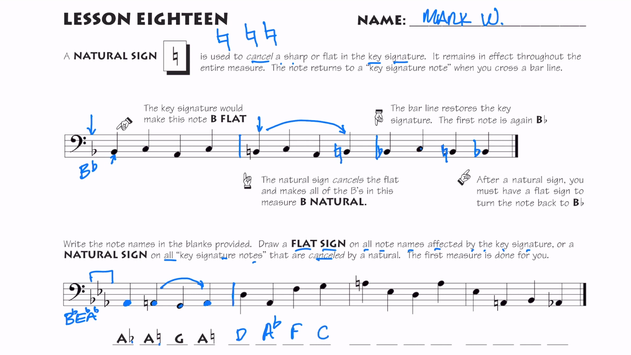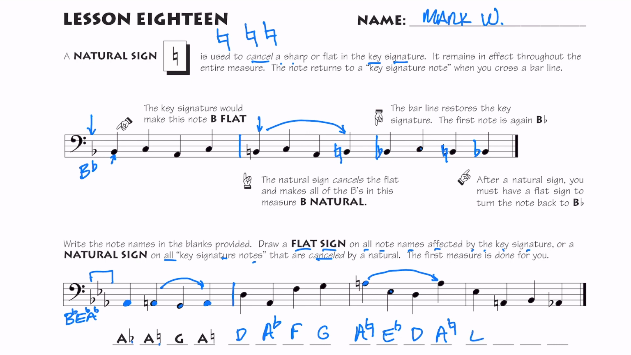F, G, not affected by the key signature. Here's a high A. Now the natural cancels that A flat in the key signature. E is flat, yeah. D, and here's another A. Is that A flat from the key signature? No, it is not, because that natural remains in effect. So I'm just going to write a natural sign.